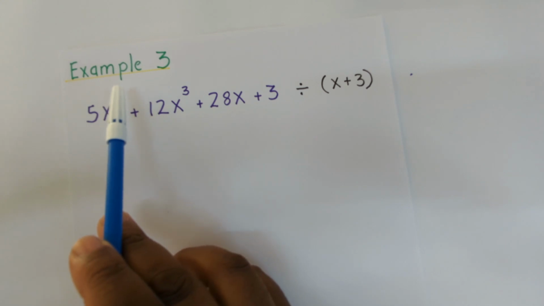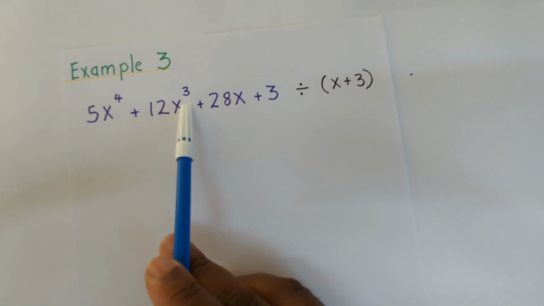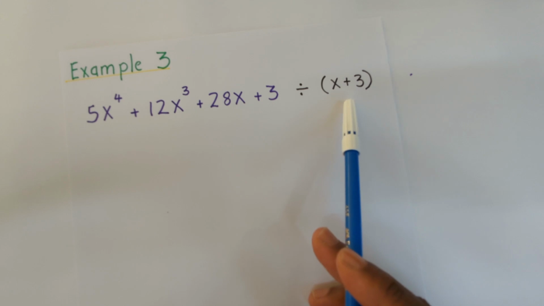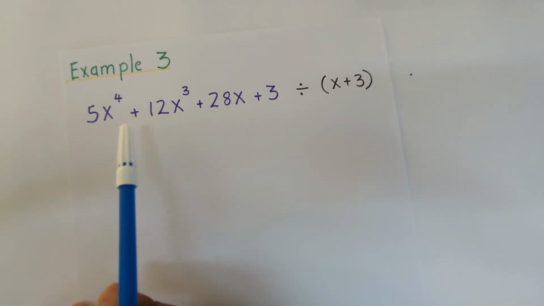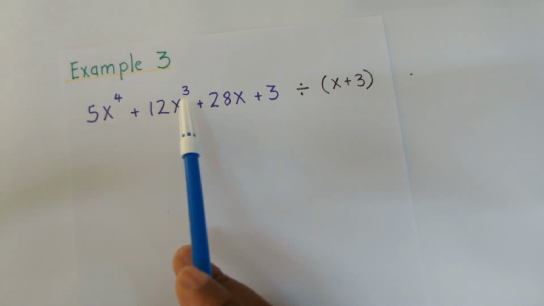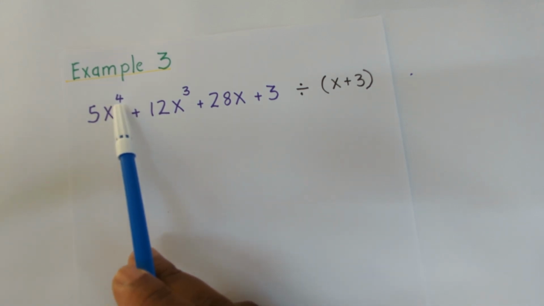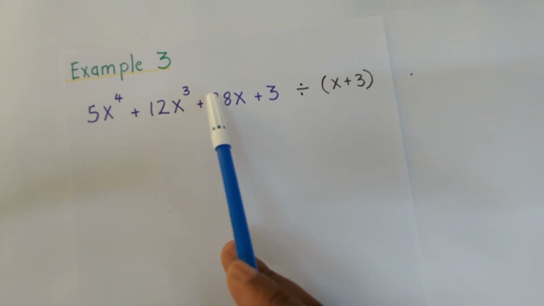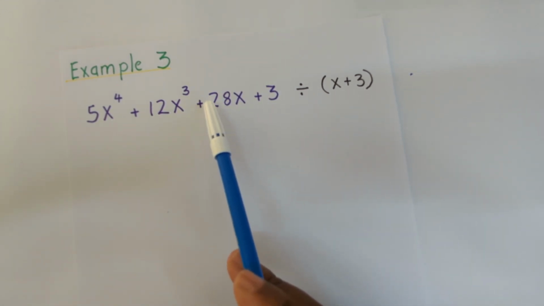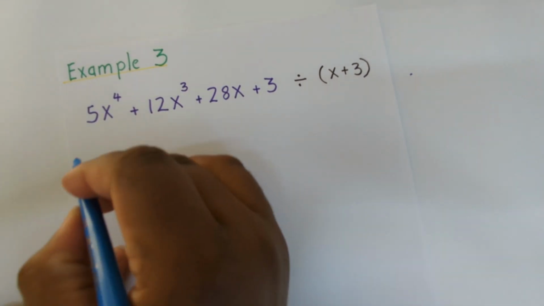In our next example, example number 3, we are given 5x to the power 4 plus 12x cubed plus 28x plus 3 divided by x plus 3. So let's check if our exponents of our variable x are written in descending order and always decreasing by 1. So the first one is 4, followed by 3, followed by 1, and lastly by 0. So we are missing an x to the power of 2. So we need to add a 0x to the power of 2.